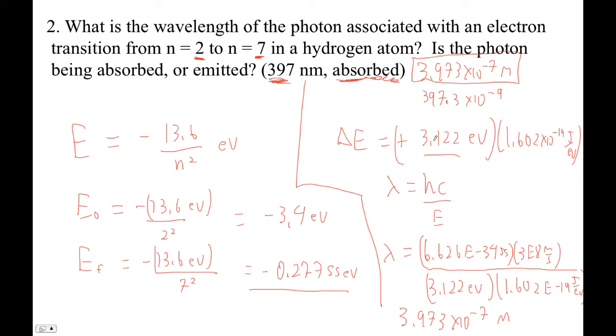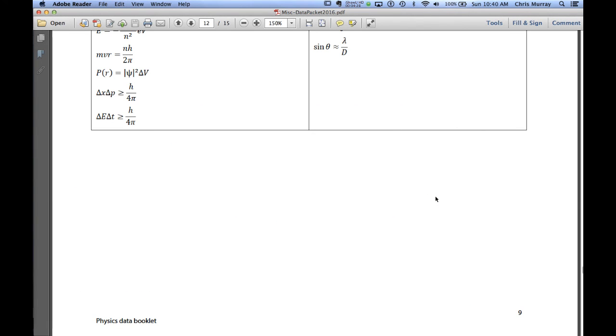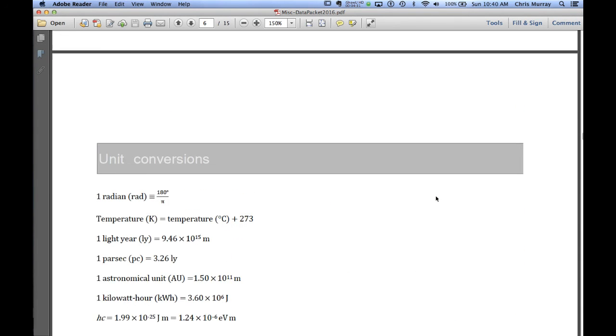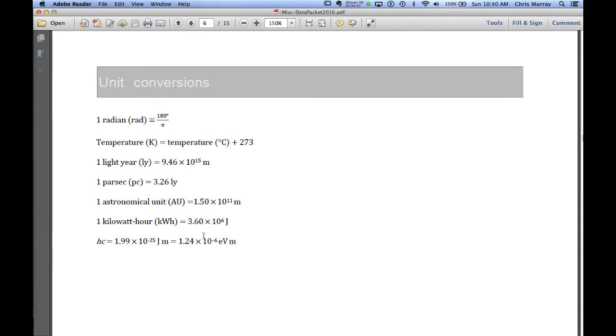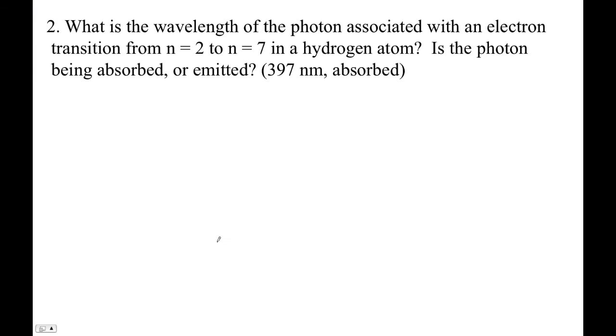Now, hold on to this notion of 3.122 electron volts. I'm going to show you a shortcut that's in the data packet, in the front section here. Let me just show you this. Let's go up to the front. Here we go. Notice that they give hc in terms of joule meters and in terms of electron volt meters. So let's go back. 1.24 times 10 to the minus 6th. We ended up with 3.122 electron volts, and then we wanted to find the wavelength.